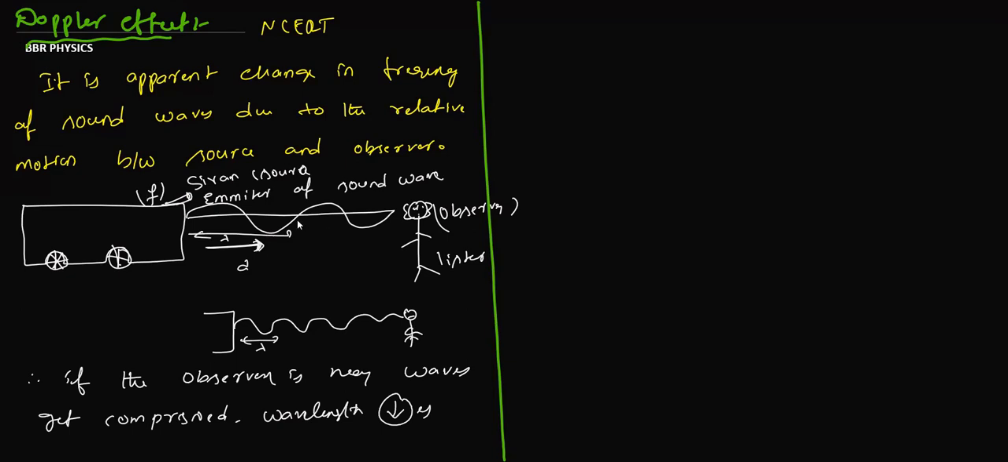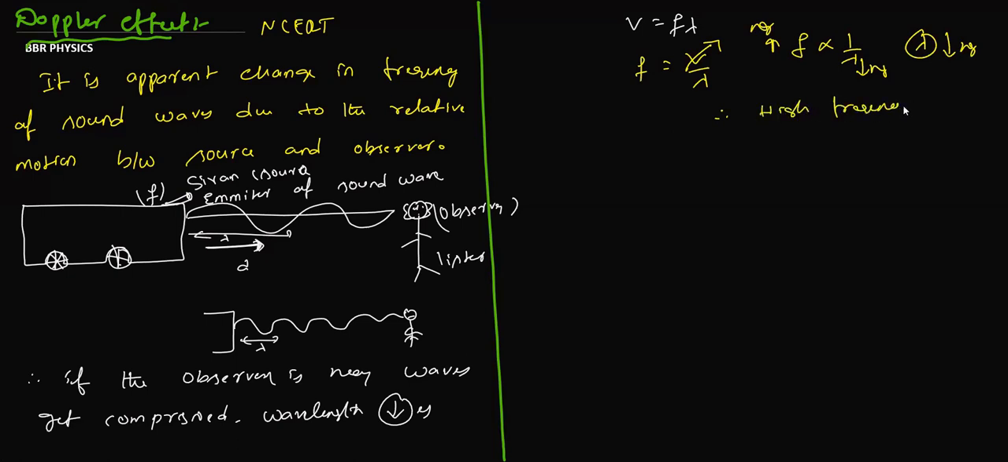So far we learned that V equal to F lambda, we know that. Here the speed of sound is constant, na? F can be written as V by lambda. V value is constant, so F is inversely proportional to lambda. Lambda value is decreasing here. If lambda is decreasing, what will happen to frequency? Increasing. So he is going to hear the higher frequency. When the object is going closer to him, he is going to hear more sound.